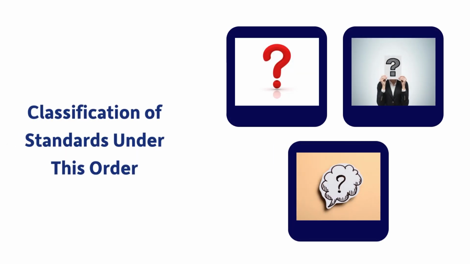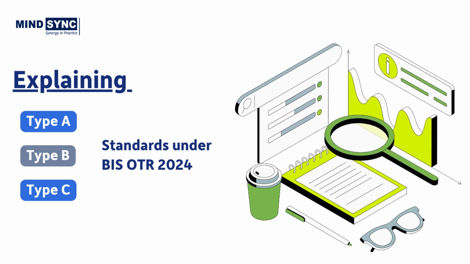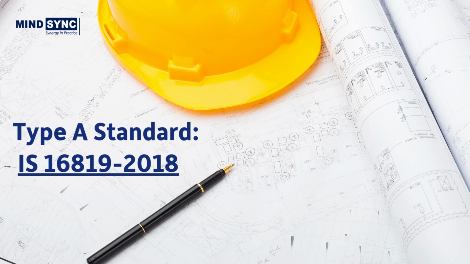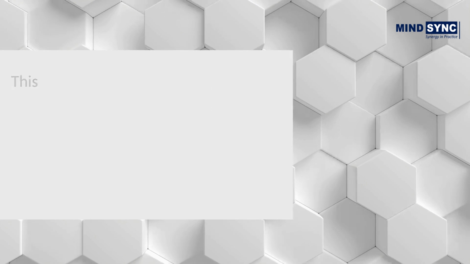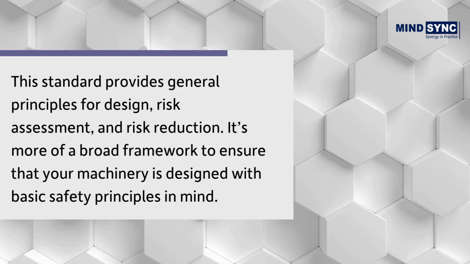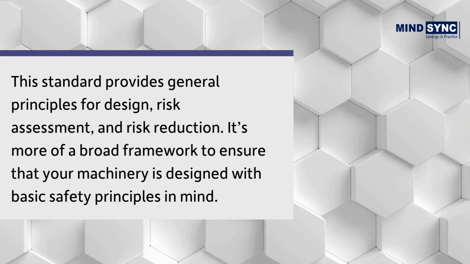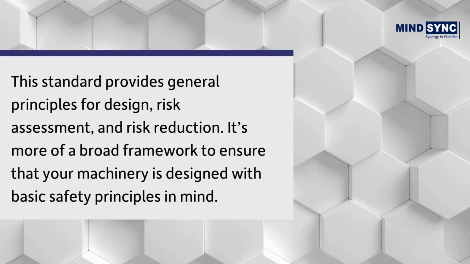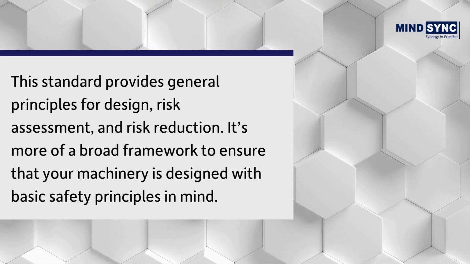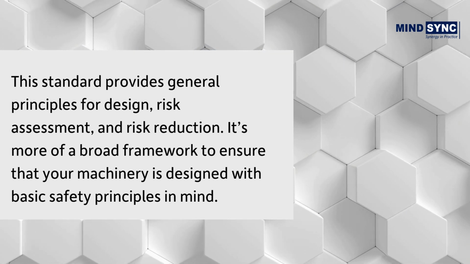Now, under this order, all types of compressors are categorized into three types of standards. Type A standards, IS 16819. This standard provides general principles for design, risk assessment, and risk reduction. It's more of a broad framework to ensure that your machinery is designed with basic safety principles in mind.